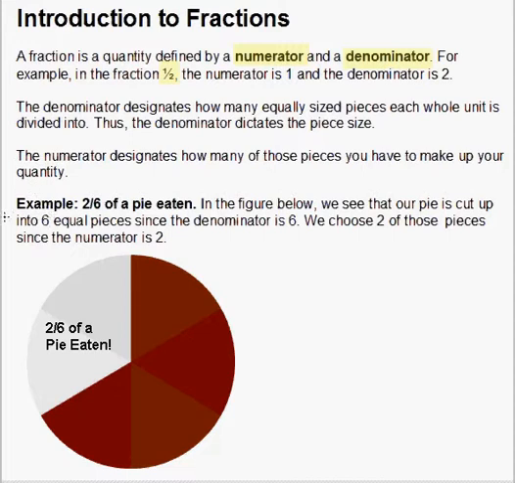Let's look at another example. If 2/6 of a pie is eaten, this means we divide the one whole pie into 6 equal pieces, and we're going to take 2 of them. So 2 pieces are chosen, and that equals 2/6.